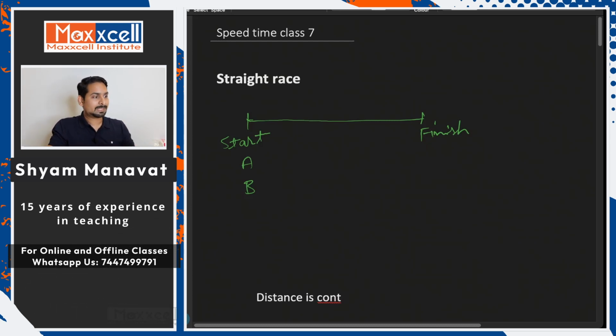Now let's assume that A is faster and B is slower. In that case, A will beat B by some distance. That means when A reaches the finish line, B will be some distance behind. Or we can also say when A reaches the finish line, then B will take some more time to reach the finish line. I hope you are understanding the type of question which we are going to discuss in this particular video. Now, how to handle these questions?